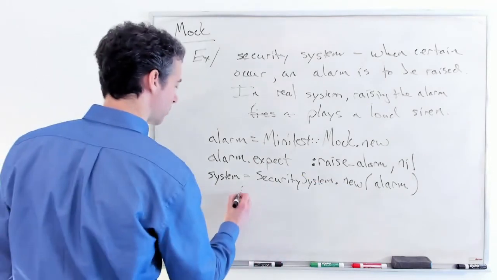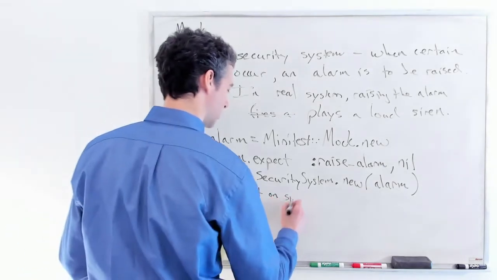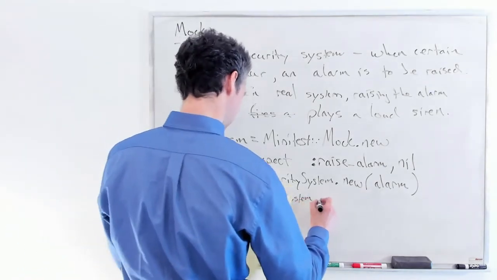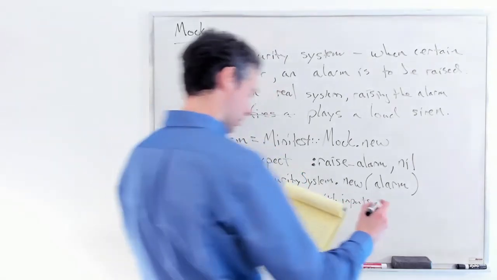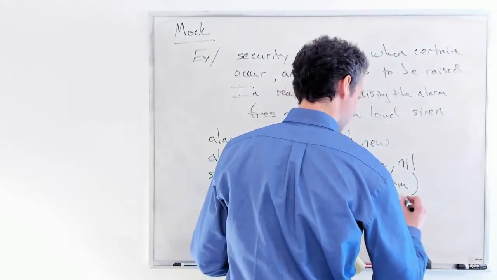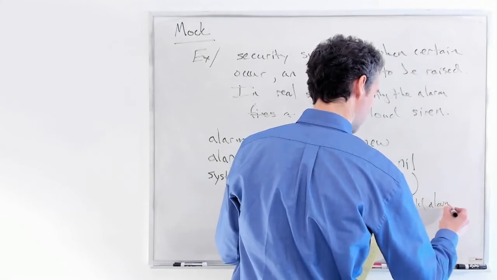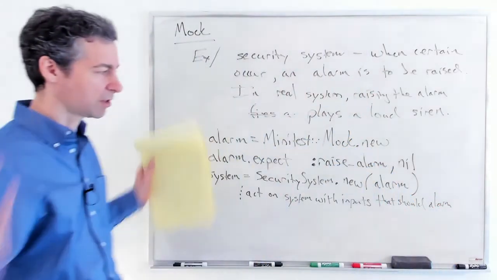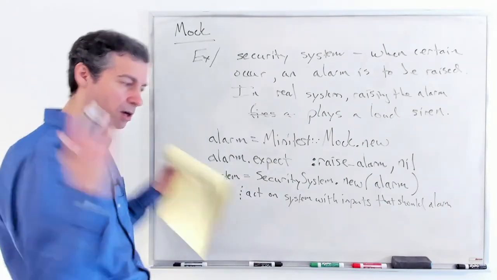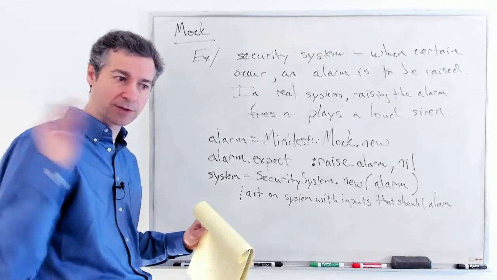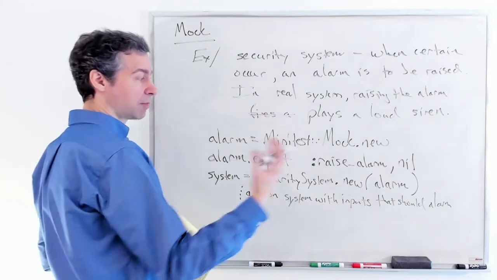Then we would write code in here where we act on the system. We'd send it some inputs that should raise an alarm, because we want to be sure that when we send those proper conditions into the security system, the alarm is raised. I'm not going to write the code here, but imagine you've got that code and I've done something that should have resulted in the security system calling raise alarm on the alarm object.